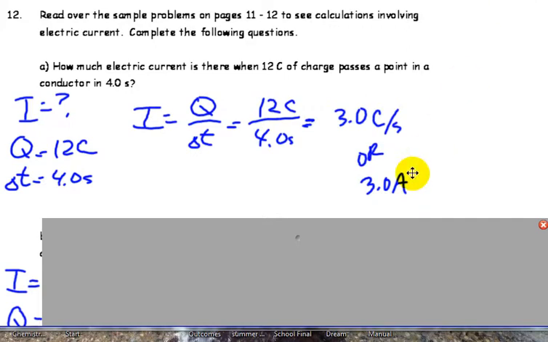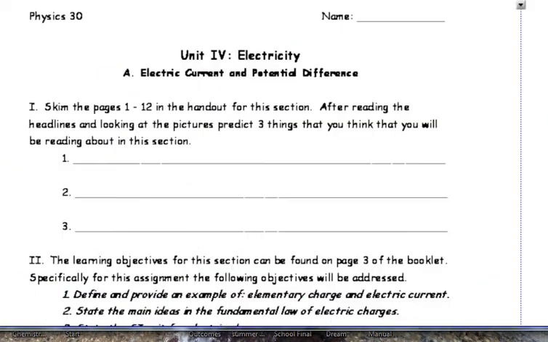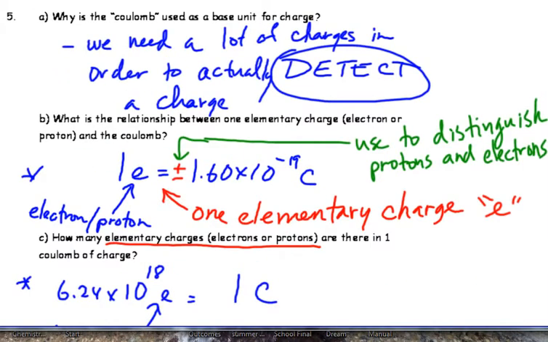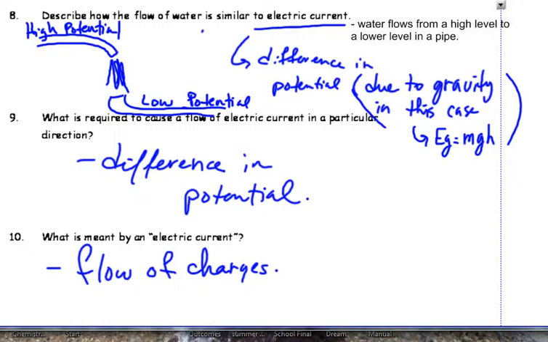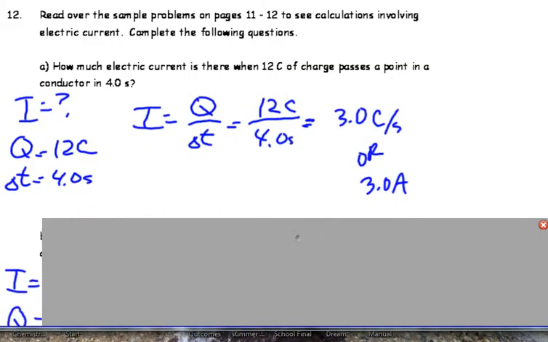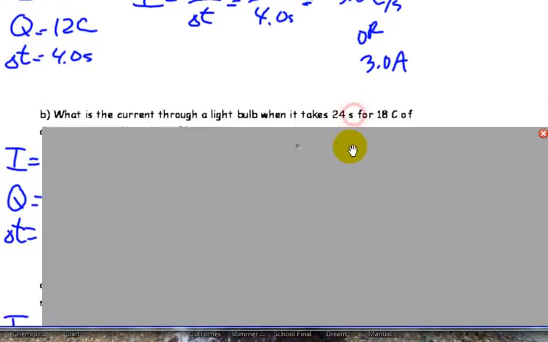Welcome back, Physics 30. This is the second part of the initial booklet for Unit 4, Electric Current and Potential Difference. So this is the Booklet A Part 2 video to go along with it. And I left you with a couple of questions here dealing with electric current. We'll take a look at these.